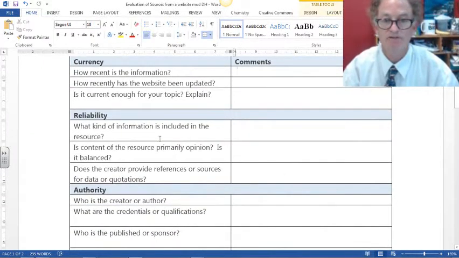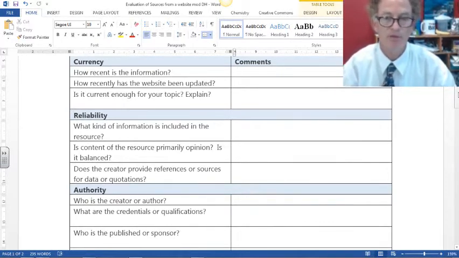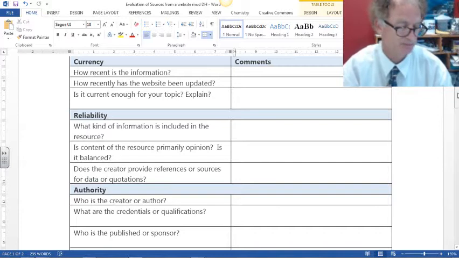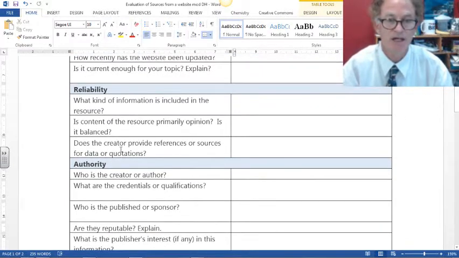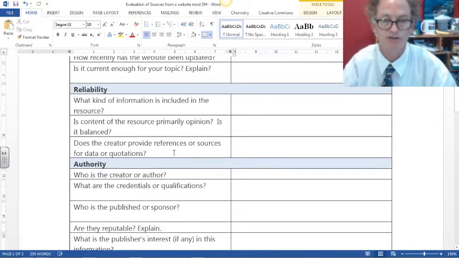and look at this idea of reliability. So what sort of information is on this website, and is the content primarily opinion based? So is it just based on what one person says, or is it balanced argument? Does it have various points of view from quite a lot of other people? So let's move back to the website and see what sort of information is on there, and does the creator provide references or sources for the data or quotations based on the information that is supplied?